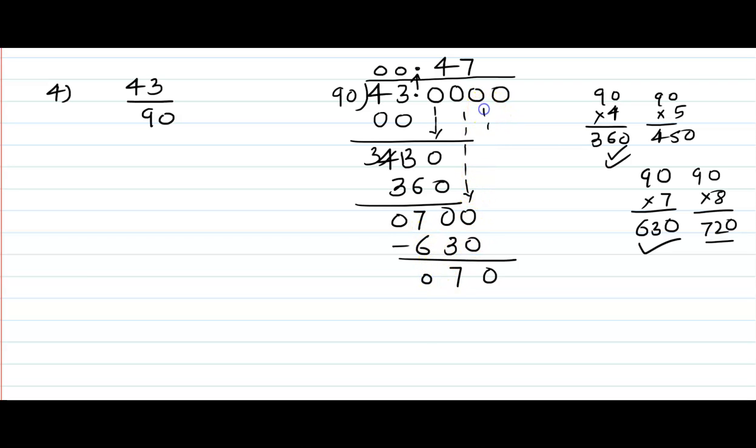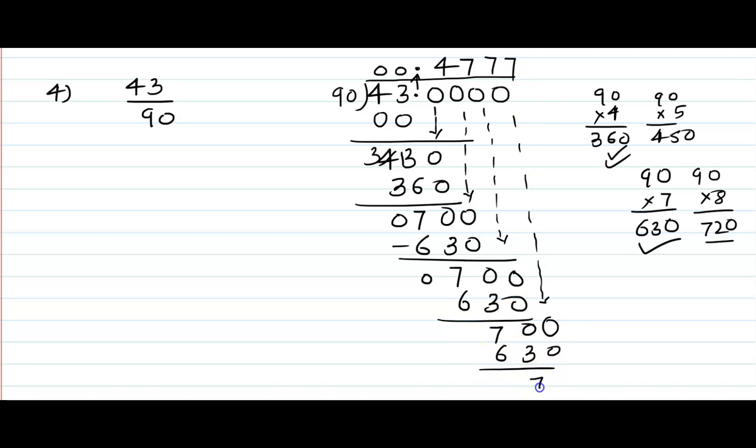Now another 0 is coming down. So 700 again. So again 90 times 7 is 630. Again 7 here. Now the next 0 is coming down. 700. So again 90 times 7 is 630. So you see every single time 70 is left in the remainder and 0 is coming down and 7 is repeating. So you can write this down as 0.47 dot. Only 7 is repeating. Dot should be only on 7.